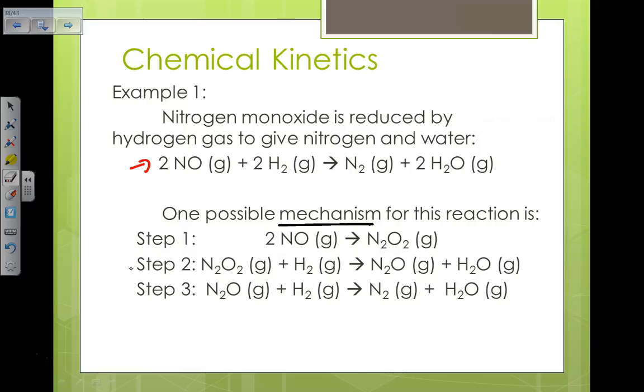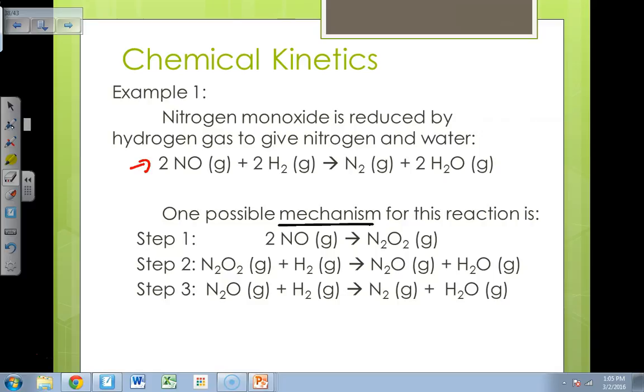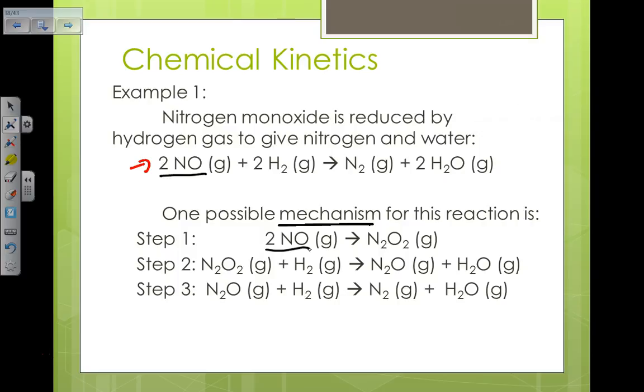Okay. So that's kind of the easiest way that I know how to say it. So NO, that's a reactant. N2O2, that is an intermediate. Notice that's not a reactant or a product. Okay. Now, if it's an intermediate, it should be used up, and lo and behold, here in the second step, notice that it's used up. So it's still an intermediate.